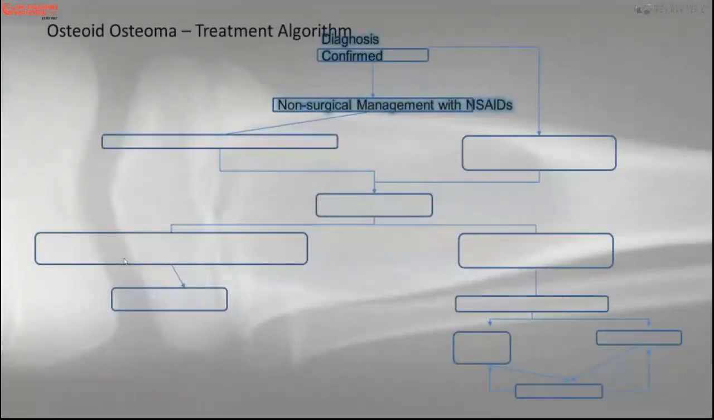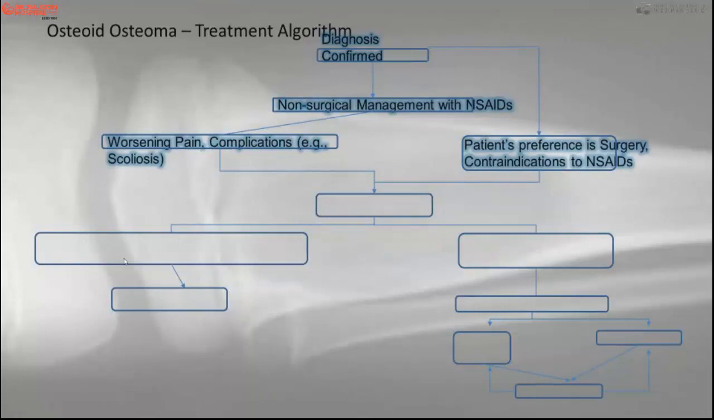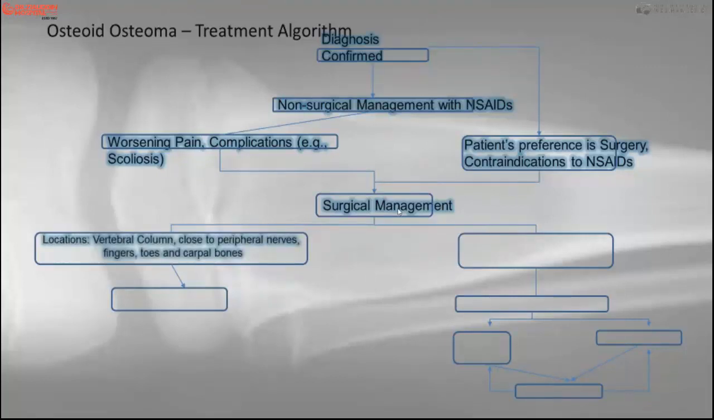This is an algorithm. If we come across an osteoid osteoma and we plan for non-surgical treatment, then we usually keep them on rest and analgesics. But if there is worsening pain, or any complications like scoliosis, or the patient's preference is surgery, or there is any contraindication to NSAIDs, then we go for surgical management, which is again divided into two parts. If it's located in the vertebral column or close to peripheral nerves, fingers, toes, or carpals, we go for an open surgical excision.